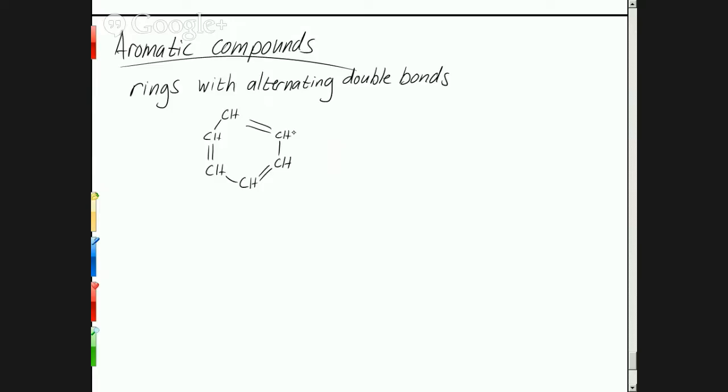So the classic example of this, or the most popular, most common one, is this one. A 6-membered ring with alternating double bonds, which in a line structure looks like this. And this is known as benzene.